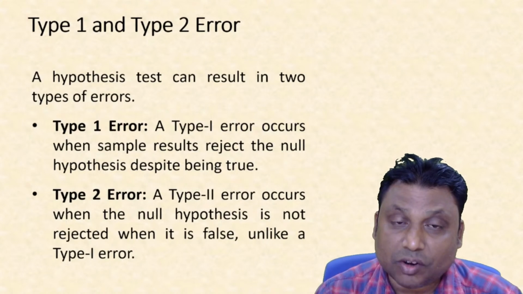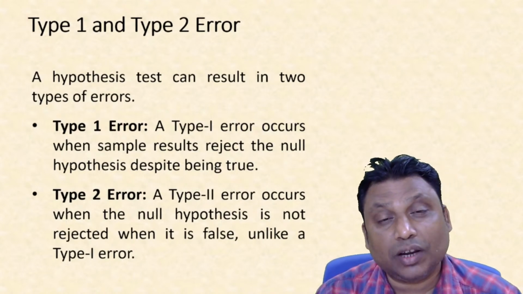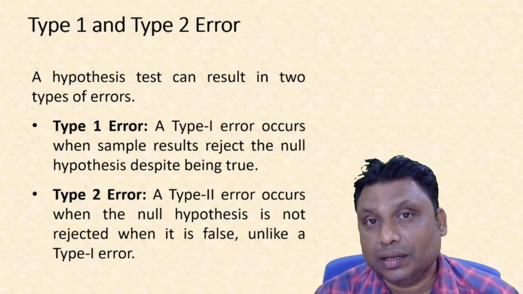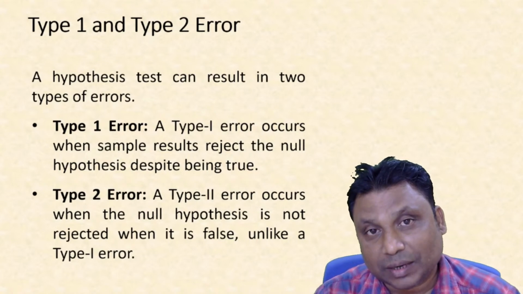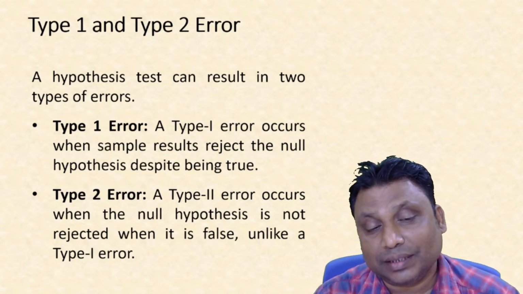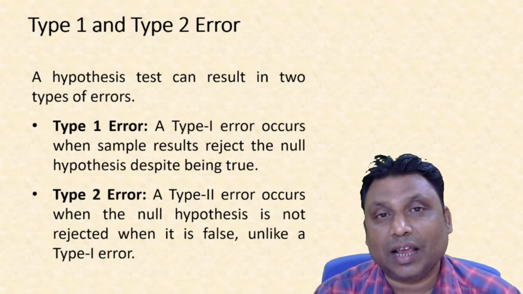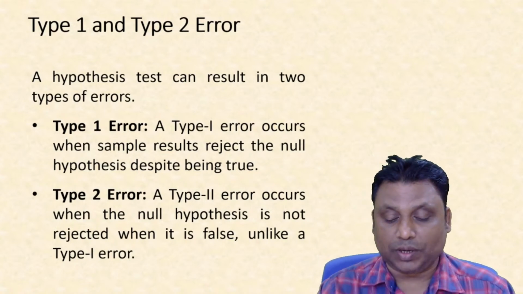If the null hypothesis is not rejected, we have to accept it. If it is not accepted, we cannot reject this one. If the null hypothesis is accepted, then only we can say that it is a type 2 error. Null hypothesis, type 2 error. Yes or no? So simply, this is what you have to remember.